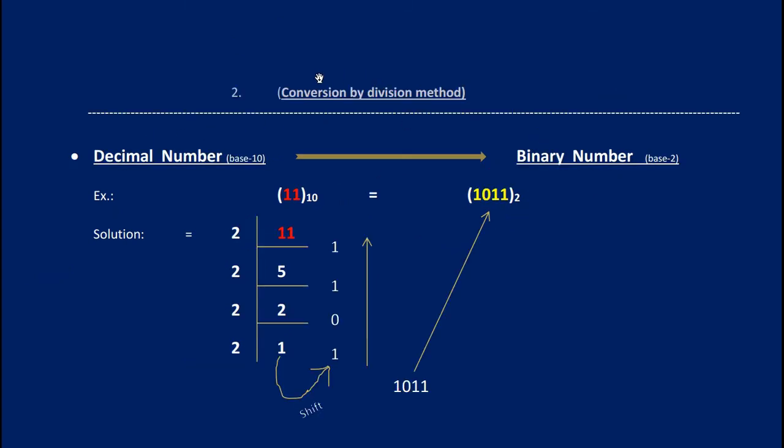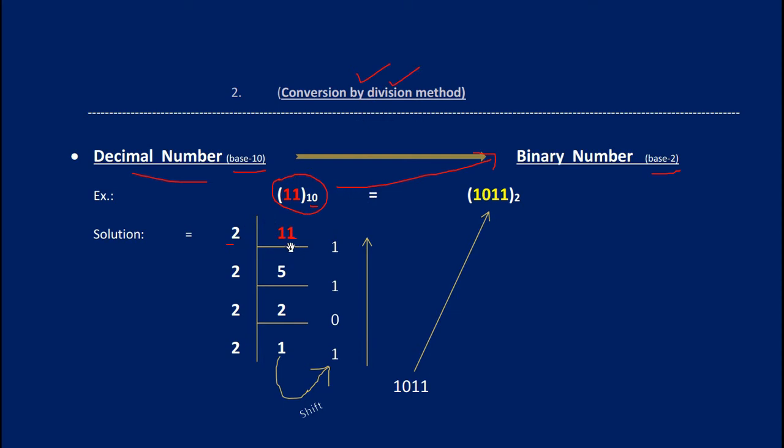Now we are coming to the next conversion, that is by the division method. First we have to convert the decimal number system, which has base 10, into the binary number system, which has base 2. So if we have an example like 11 with base 10 for a decimal number, we have to convert this into the form of binary numbers. So we will write 11 here. We will divide this 11 by 2. Why will we divide this? Because this is the second type of conversion, by the division method.